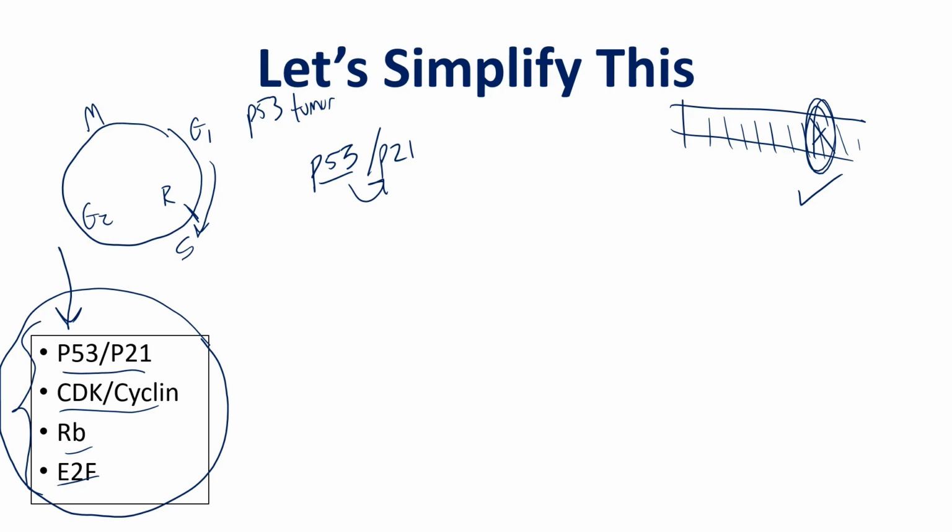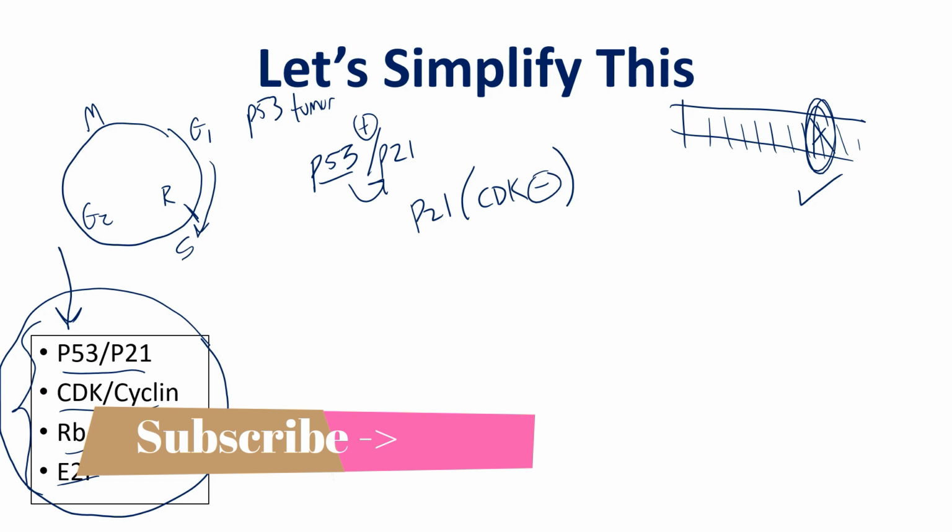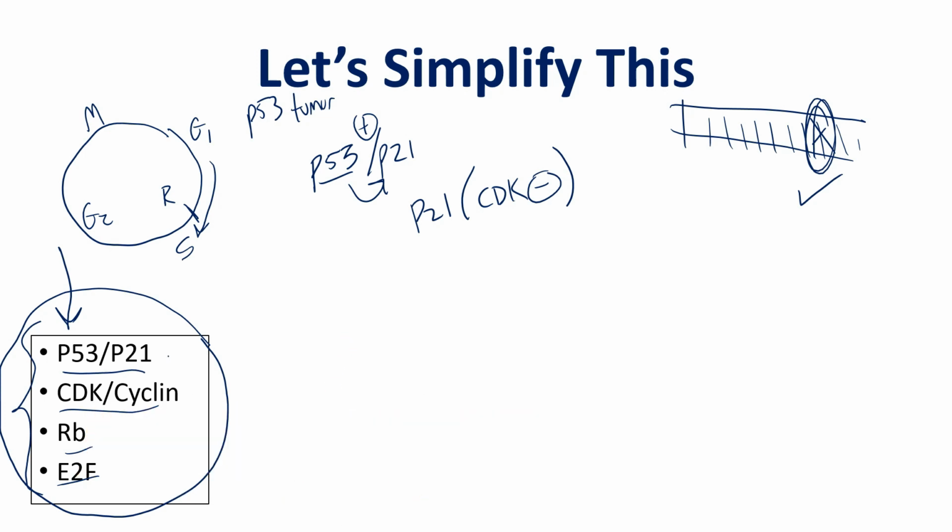Okay, so that's the first thing you need to know. P53 realizes there's DNA damage, and it's going to activate P21. So now P21 is what's called a cyclin-dependent kinase inhibitor. Let me explain that by going on to our next little group of molecules.